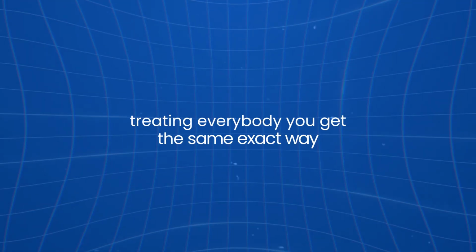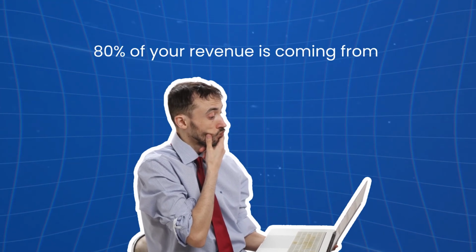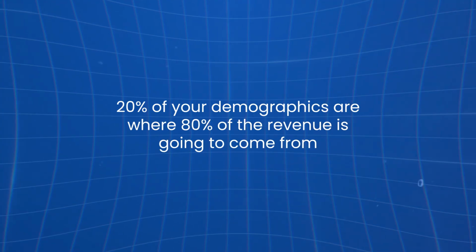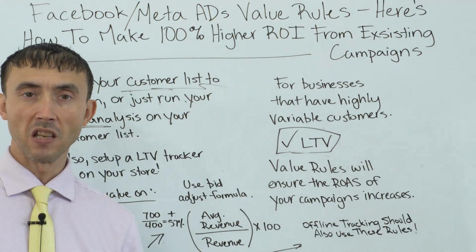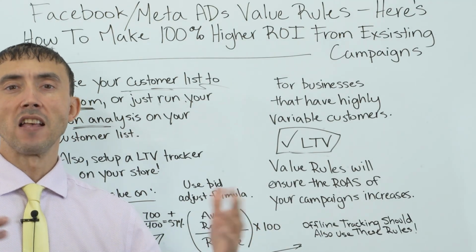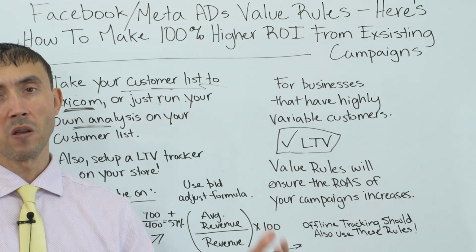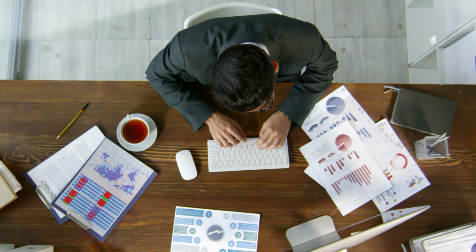That is, you're treating everybody you get the same exact way, versus understanding where basically 80% of your revenue is coming from and getting the ad system to optimize for that, which 20% of your demographics is where 80% of the revenue is going to come from. Ultimately, that's how it typically ends up. That 80-20 rule applies here as it does in most markets. You can only find that out if you do this and spend the money or time to actually do the research on your market.